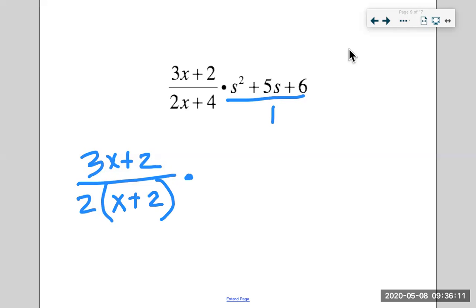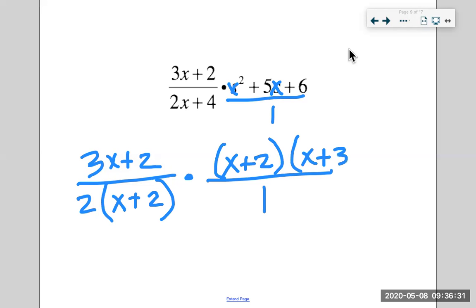And we're going to multiply that times the factored form of x squared plus 5x plus 6. Oh, I'm guessing that should be an x. Yeah, that's a typo on my part. Sorry about that. We'll just call them x's. X squared plus 5x plus 6 would be x plus 2 times x plus 3.